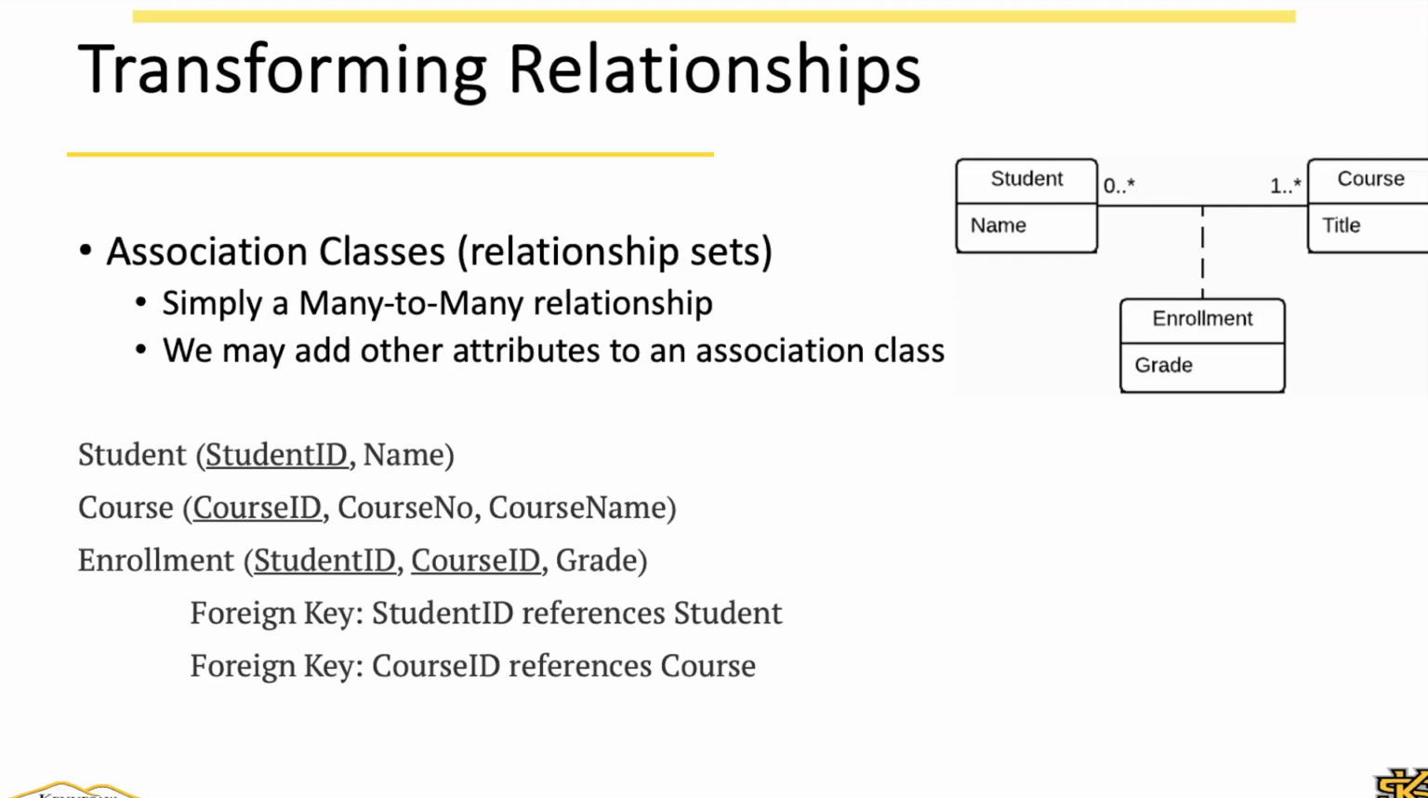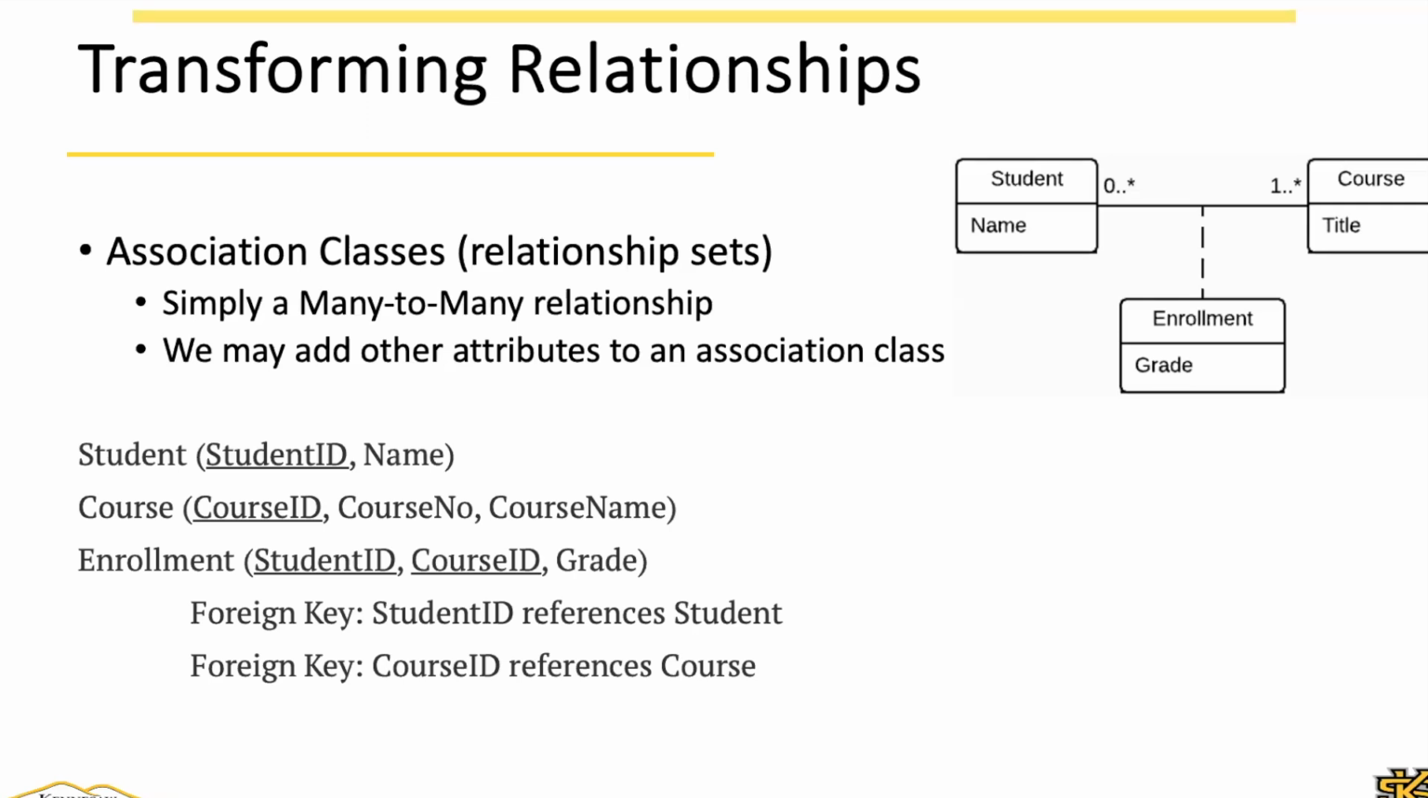The third table, the enrollment table, the association class. The enrollment table will hold both a student ID and course ID as the composite primary key, representing the many-to-many relationship between students and courses. In addition to the key, the enrollment table will include the grade attribute, which is specific to this association.